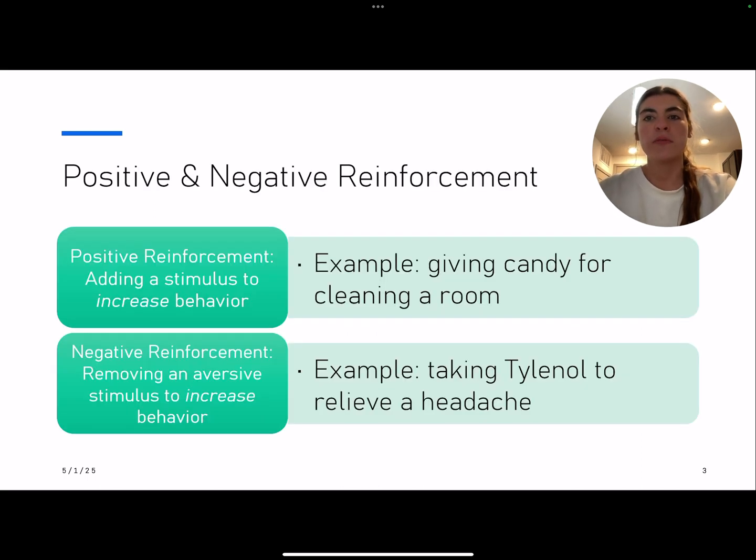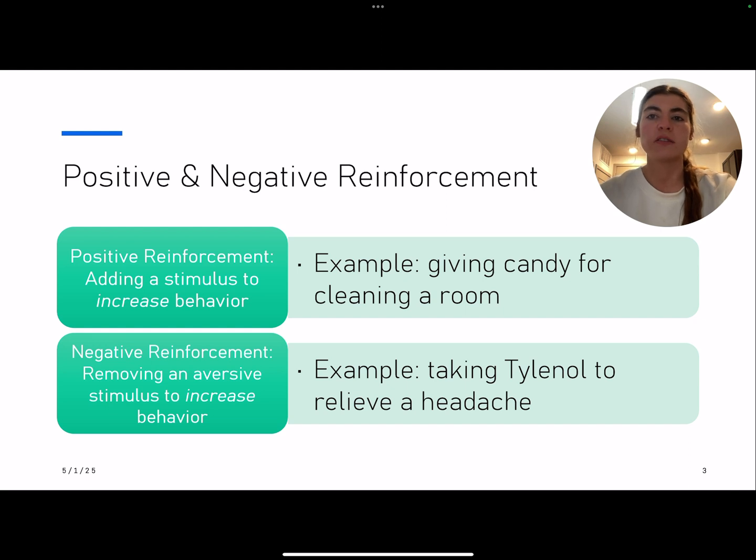So starting with reinforcement, this is something that we implement most commonly, and this is something that increases the likelihood of a behavior happening again. There are two types, positive and negative. Starting with positive reinforcement, this involves adding something pleasant after a behavior. A good example of this that parents can often relate to could be giving a child candy for cleaning their room in the hopes that they clean their room again.